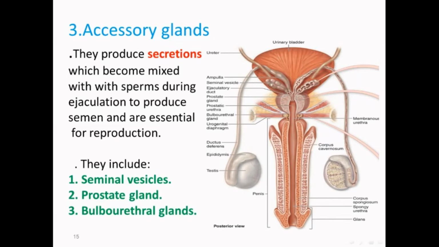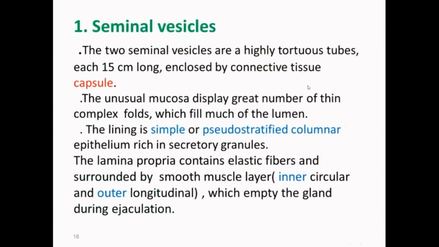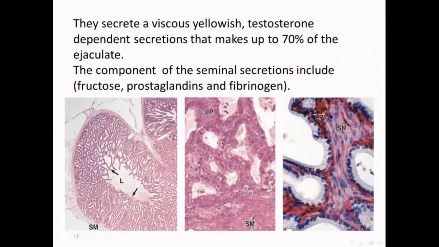The two seminal vesicles on both sides are highly tortuous tubes, enclosed within connective tissue. The gland has a characteristic lining mucosa. This picture shows the lining mucosa, which contains numerous thin complex folds that fill most of the lumen. The lining here is simple or pseudostratified columnar epithelium that is rich in secretory granules, since the seminal vesicle provides the major secretions, 70% of the ejaculate.